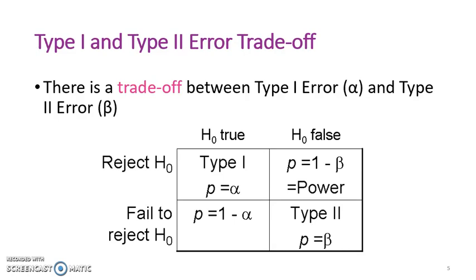If we decrease alpha, we increase beta. And the reverse would be true too. If you were to decrease alpha, power would decrease too. This is because if we decrease alpha, beta increases, and thus 1 minus beta decreases.